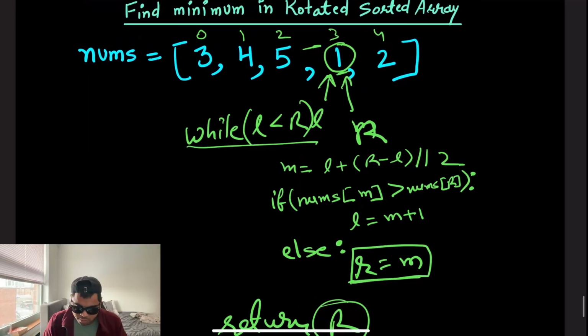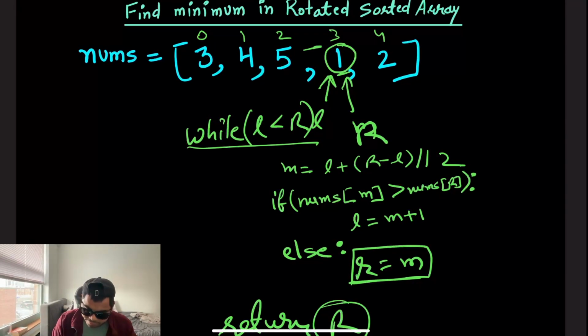First we made the decision: if the mid that I'm choosing is greater than basically my right, then I need to go to the right side, and if this is not true, that means I need to bring my right to mid so that I can search in the first half. If this was smaller than this element, this we need to understand.